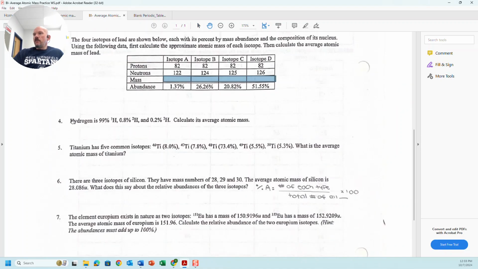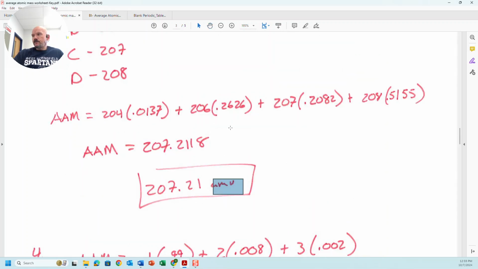So here, number 4, we're doing the same thing. So the mass number, remember, in symbol notation, the mass number is the number in the top left-hand corner. So this is hydrogen with a mass of 1, hydrogen with a mass of 2, hydrogen with a mass of 3. So we do 1 times 0.99 plus 2 times 0.008 plus 3 times 0.002, right? That's how we would calculate it.